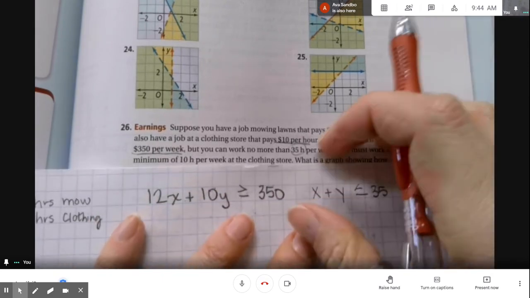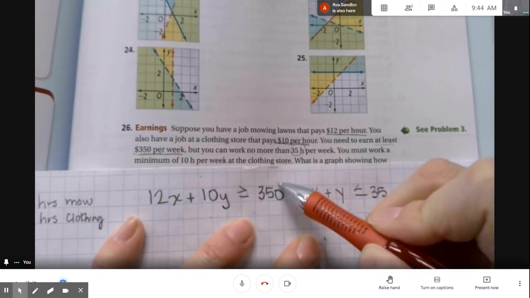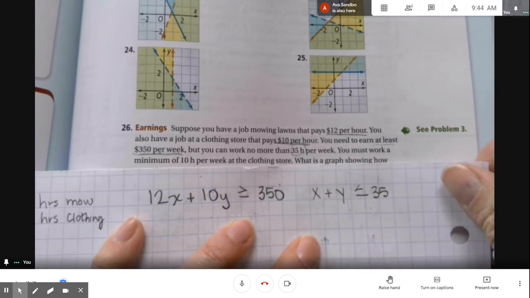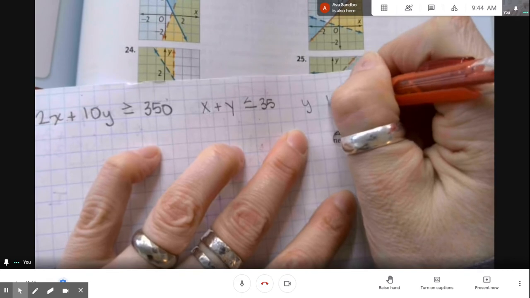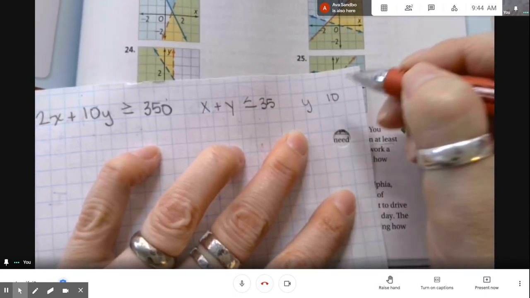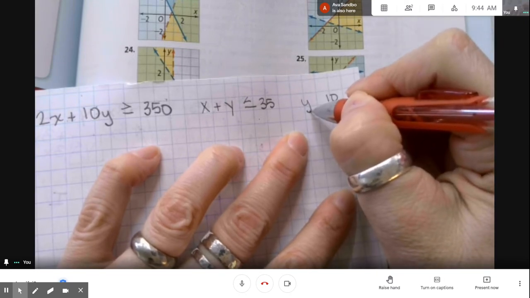And then we also have this, you must work a minimum of 10 hours at the clothing store. That's probably just to keep the job. So the clothing store is Y and 10. And to be at the clothing store, this has to be at least 10.